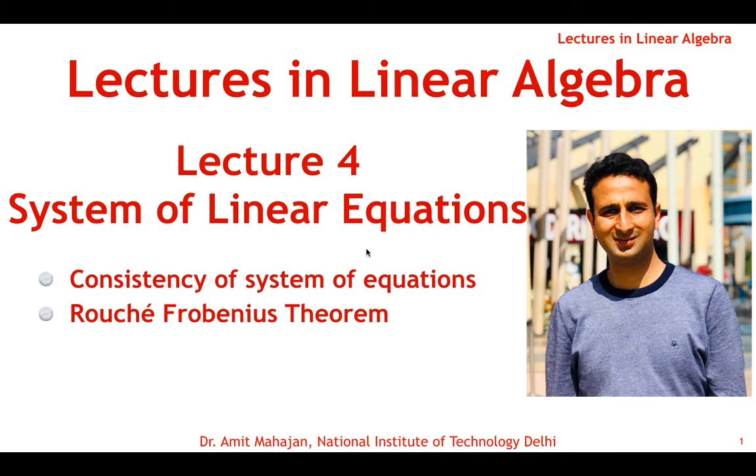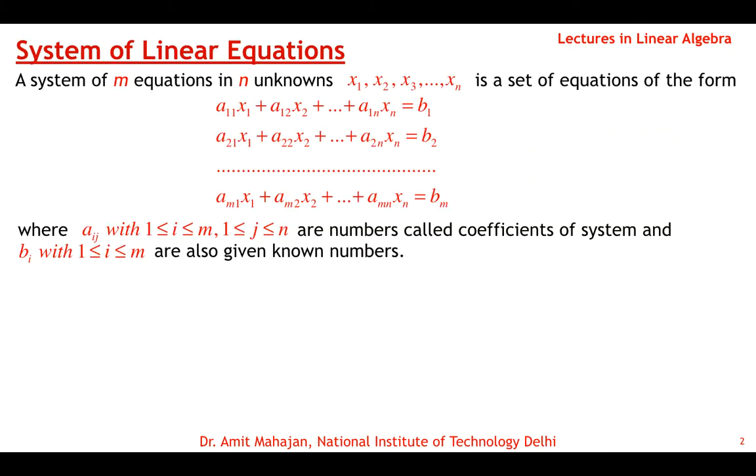Okay, so let us first take the definition of what we mean by a linear system of equations. A system of m equations in n unknowns, where the unknowns are say x1, x2, x3, and so on up to xn, is a set of equations of this form.